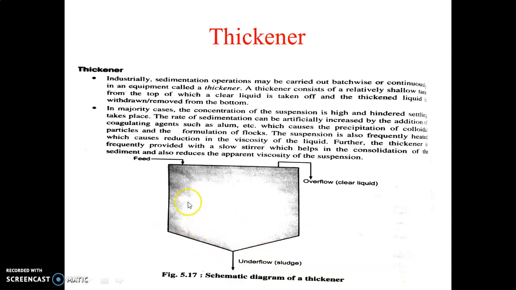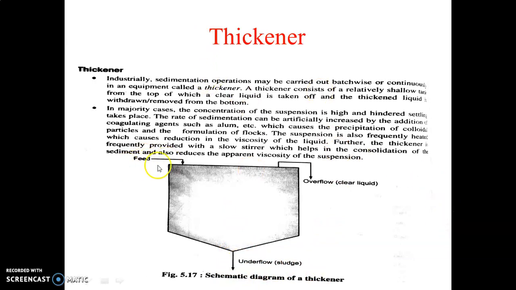The tank is filled with the dilute slurry. So here the dilute slurry is filled, and the slurry is allowed to settle for some time. And after the sedimentation process is over, the clear liquid is taken out as an overflow, and the sludge, that means solid material, is taken out from the bottom. Okay, so from the bottom you have to remove this sludge.